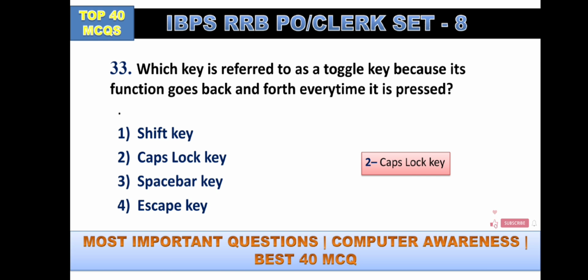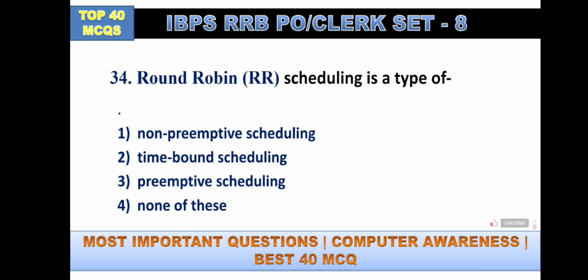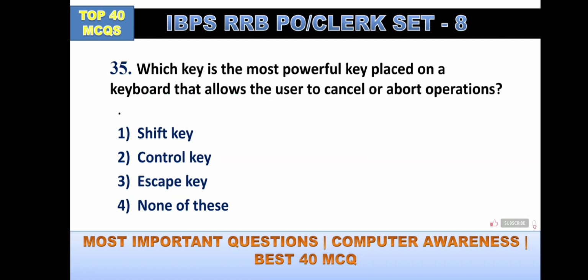Okay, caps lock. Round robin is a type of preemptive scheduling, and in CPU scheduling there are two types of scheduling. One is preemptive and another is non-preemptive. In non-preemptive we have seen in the previous video FCFS and shortest job first, and in preemptive, round robin. Okay, which key is the most powerful key placed on a keyboard that allows the user to cancel or abort an operation? So for this we use the escape key.